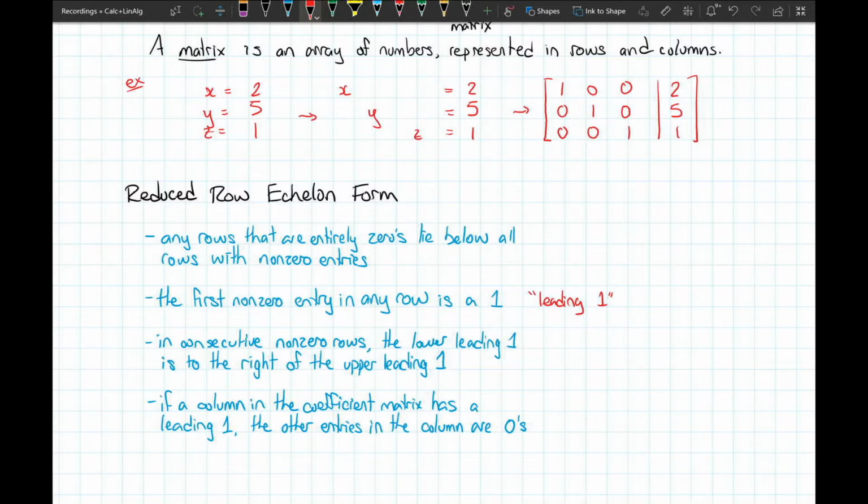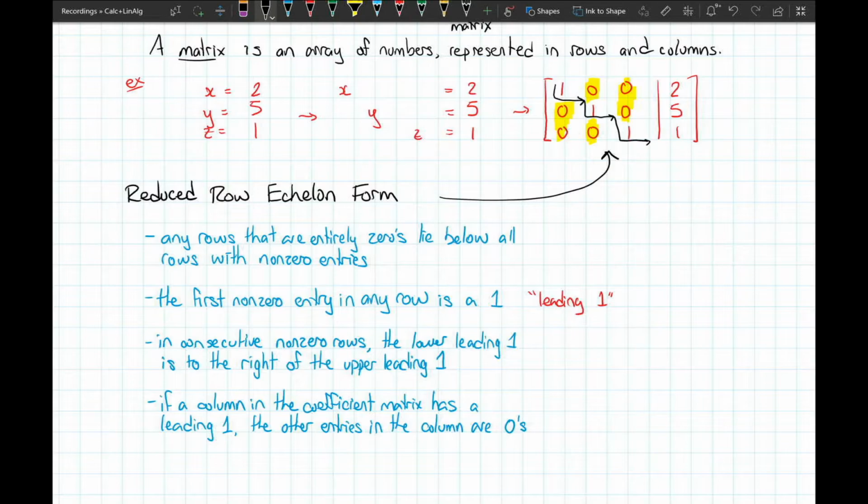Now, the last one: any column of the coefficient matrix that has a leading 1, make sure that all of the other entries in that column are zeros. In that last example, you can see the leading 1s form a staircase. The leading 1, then we move to the right, and we get the next leading 1, we move to the right, and we get the next leading 1. And anytime you see a leading 1, the rest of the entries in that column are zeros. We don't have any rows that are entirely zeros, so we don't have to worry about that first criterion. It meets all 4 criteria, and we would say that this example is in reduced row echelon form.